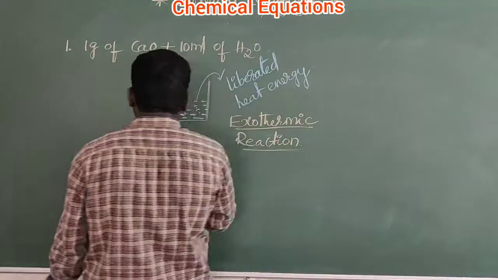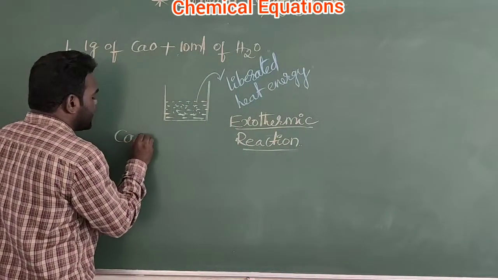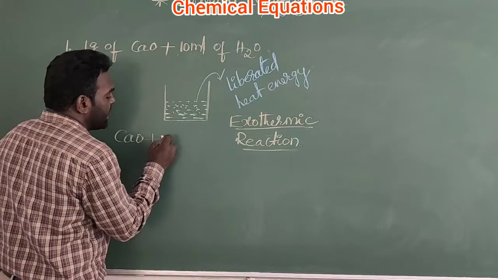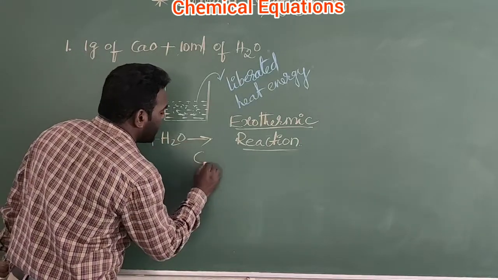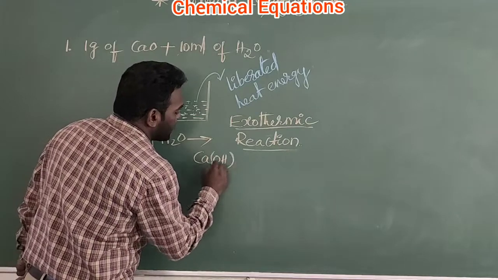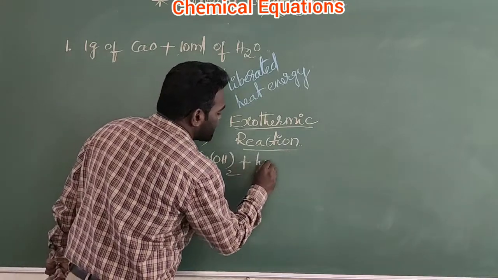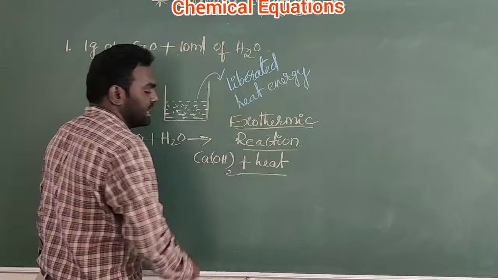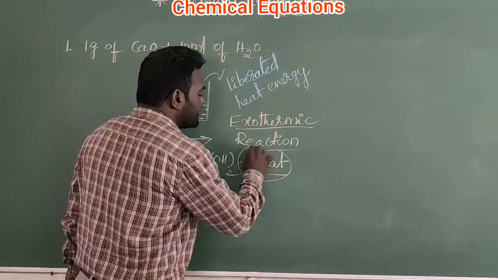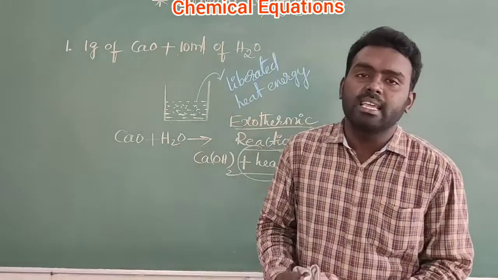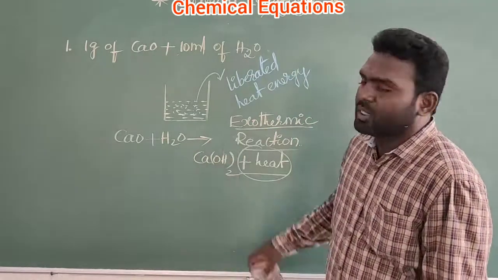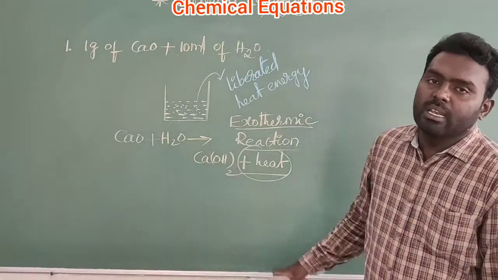So simply I am writing here: calcium oxide, this is called quicklime. This quicklime is reacting with the water molecule and then it is producing calcium hydroxide, Ca(OH)2, plus heat energy. So here the plus heat energy is indicating an exothermic reaction. Therefore this is also very important in our activity.